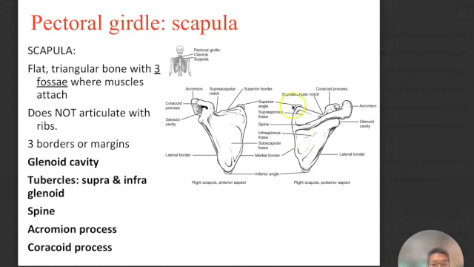So your arms are out here, right? The humerus goes into the glenoid cavity. So this will be the lateral side. This will be the medial side. That's the posterior side. And this is the anterior side.